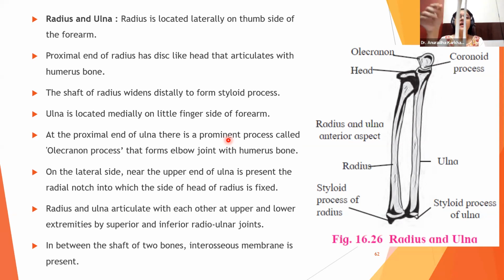So here you can see a cavity. In between radius and ulna, you can see a cavity, right? Where my finger is moving. This cavity is going to be filled with interosseous membrane. So ये cavity नहीं होती है. ये cavity is filled up with something called as interosseous membrane.